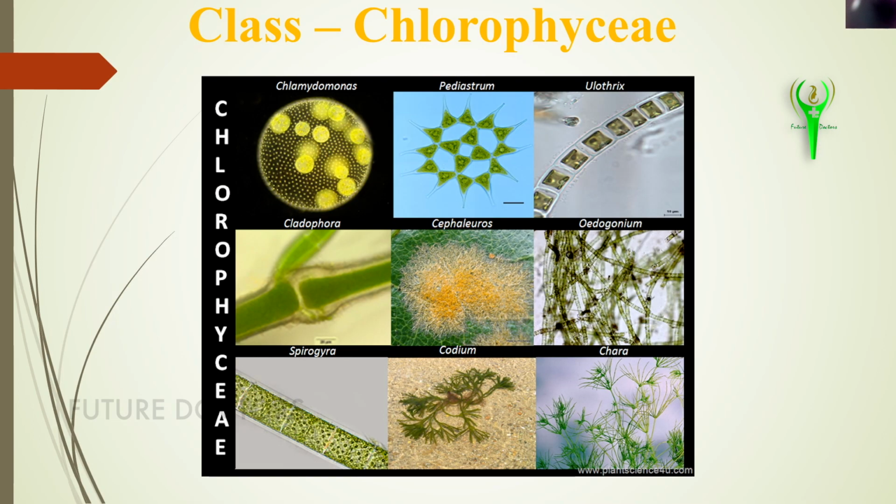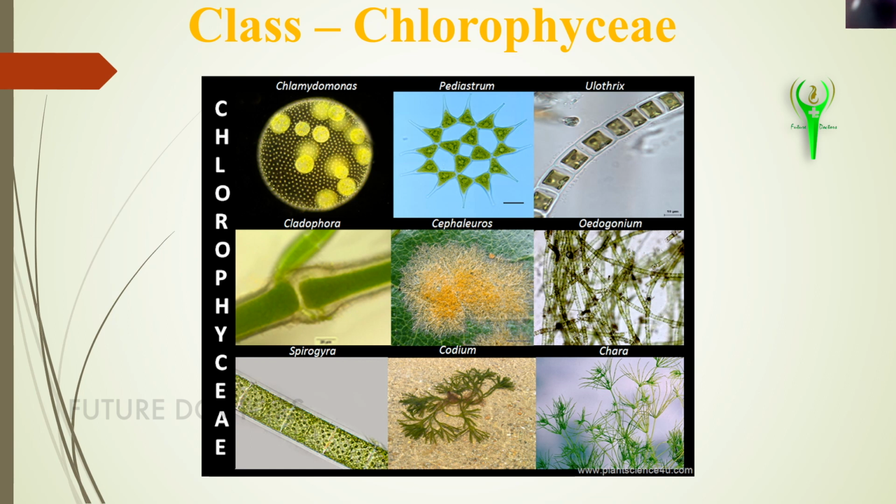Now let us see about Chlorophyceae algae. The members of Chlorophyceae are commonly called green algae. The plant body may be unicellular, colonial or filamentous. They are usually grass green due to the dominance of pigments chlorophyll a and b. The pigments are localized in definite chloroplasts. The chloroplast may be discoid, plate-like, reticulate, cup-shaped, spiral or ribbon-shaped in different species.